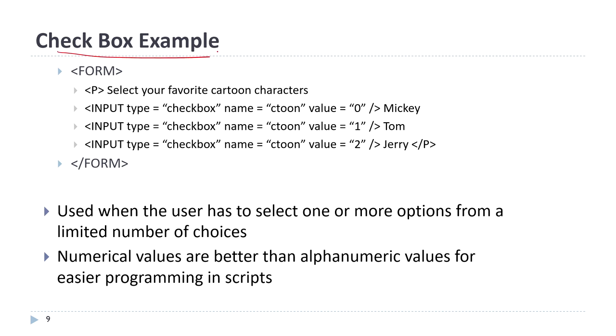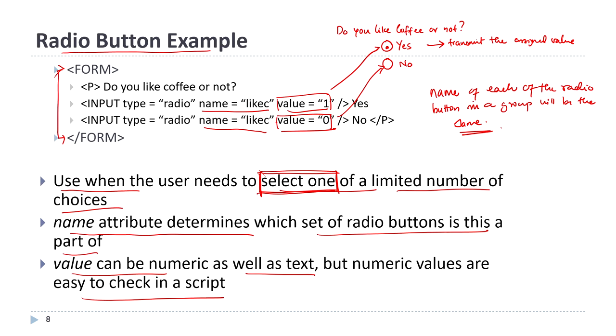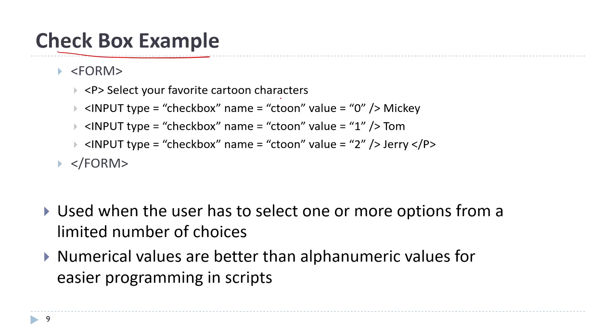Now, checkbox, next one. As we just saw before is the radio button. Okay? So, here you are selecting exactly one from a limited number of choices, and all the radio buttons in a particular set have the same name. This is what we mentioned. Whereas, the only difference with the checkbox is that a checkbox allows for the selection of multiple options. Okay, you can select multiple options as part of it.